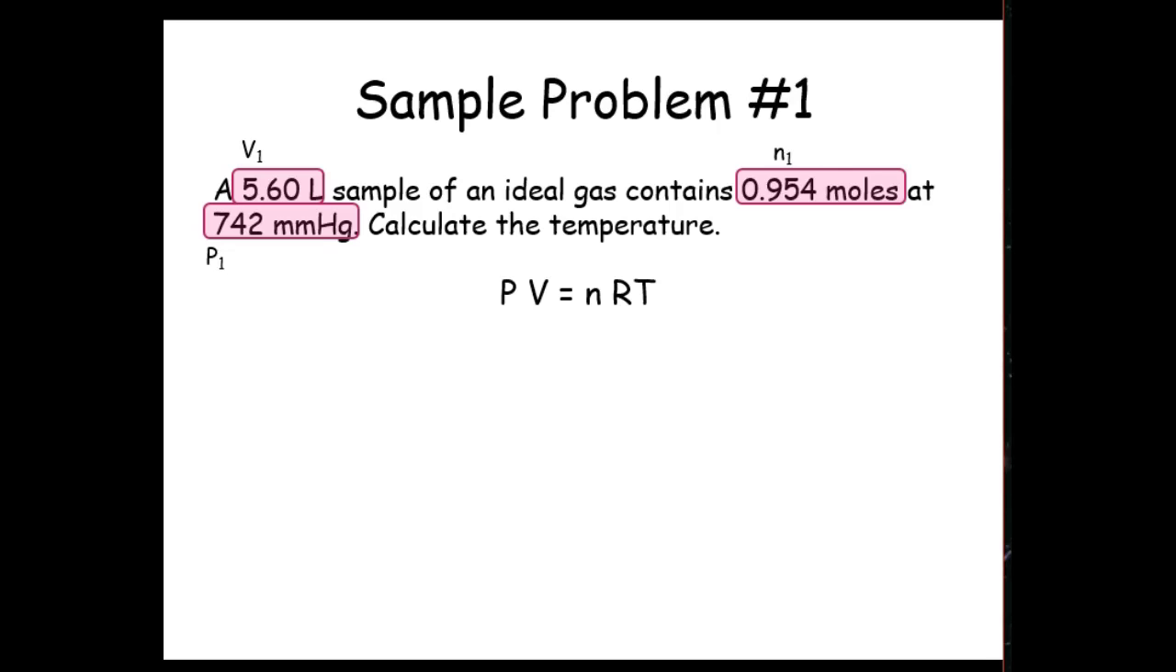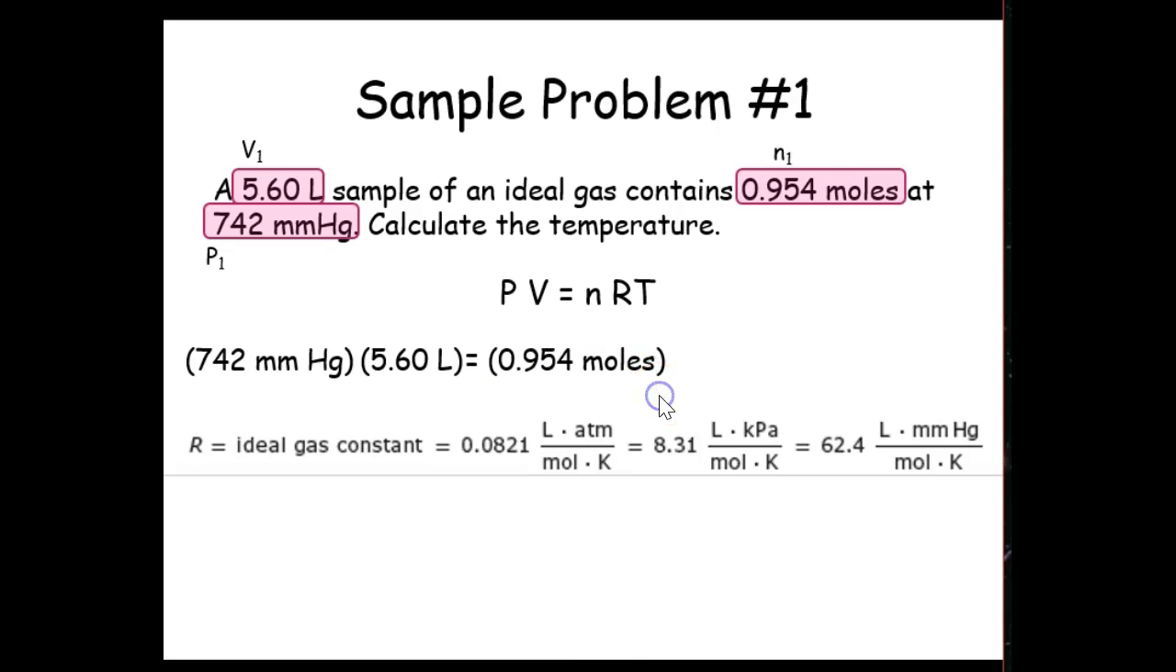Okay, it stands for ideal gas constant, meaning it does not change. Things that don't change you can always find on your periodic table. All right, so we'll talk about that more in a second. So let's start plugging in our values. For P, it's 742 millimeters of mercury. For V, it's 5.6 liters. Is equal to the moles, 0.954 moles.